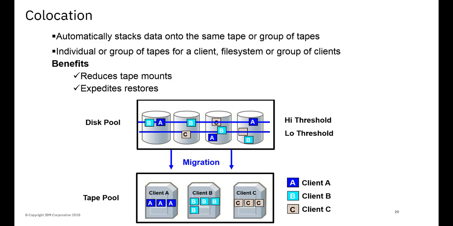The downside of colocation is that you will have more tapes in filling status inside of your tape library. So there is a little more overhead of additional volumes that will be in the filling status for all of the different nodes using colocation. But colocation is great because it does reduce tape mounts and it expedites your restores. And you can do that for just a few clients or all of your clients, depending on how your organization is set up.